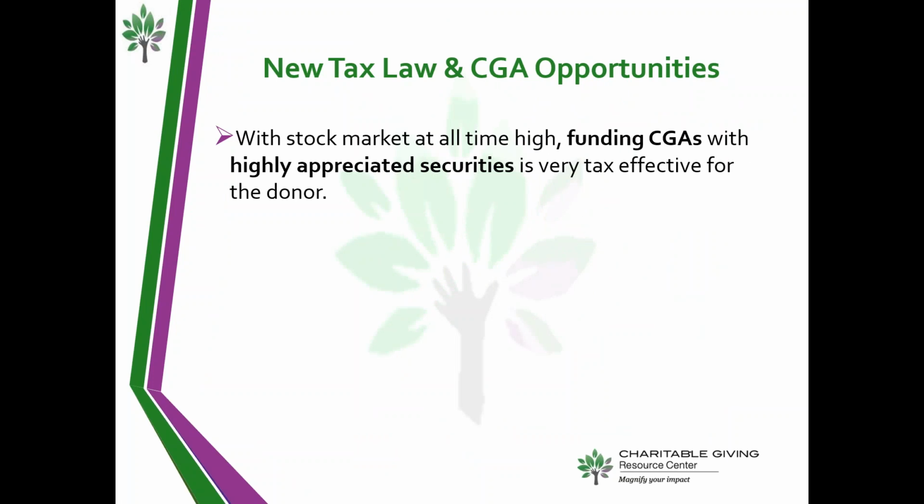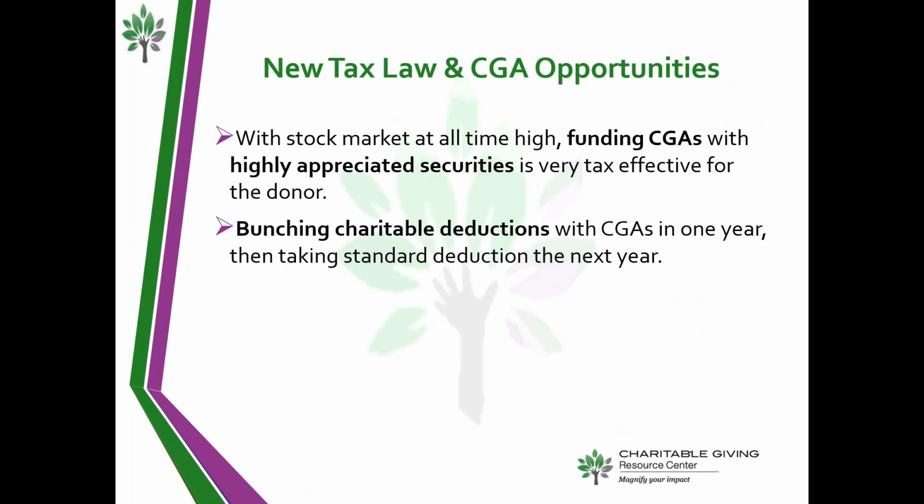So with the stock market at all-time highs, I hit another one yesterday. Funding CGAs with highly appreciated securities is pretty effective, because we can now bunch charitable deductions with CGAs in one year, then take the standard deduction in the next year. So you do a CGA this year with some appreciated securities or some cash, and you're able to deduct your annual contributions. Then next year, you just simply take the standard deduction.